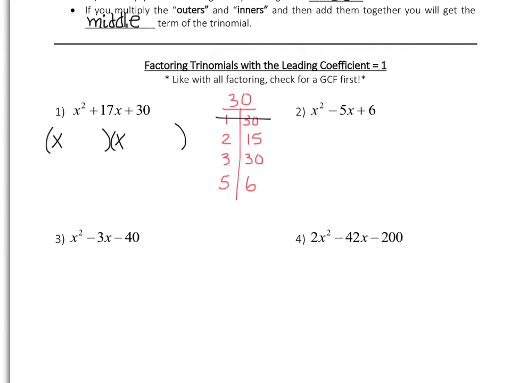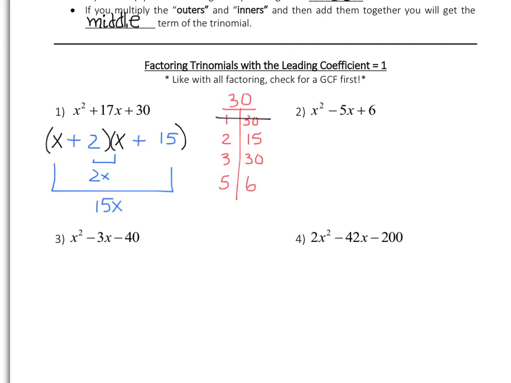Okay, now let's try the 2 and the 15. So I'm going to put a 2 here and a 15 here. I'm going to multiply the inners, which gives me 2x, and the outers, which gives me 15x. So does 2x plus 15x add to my 17x? Absolutely does. And that was a positive 2 and a positive 15. So I'm done. Okay, let's move on to the next example.